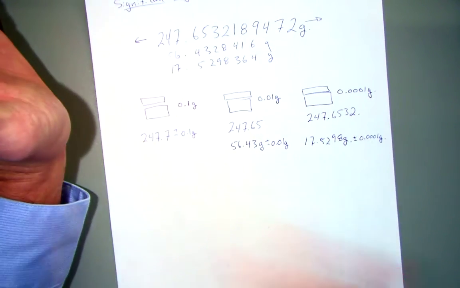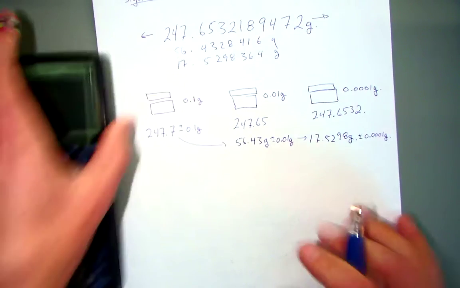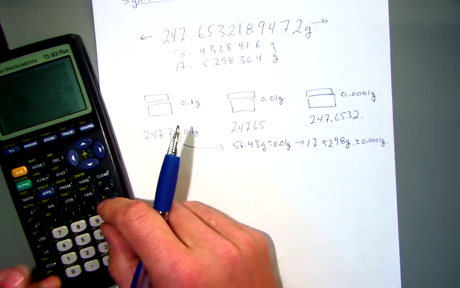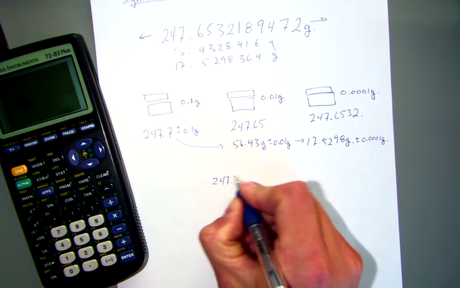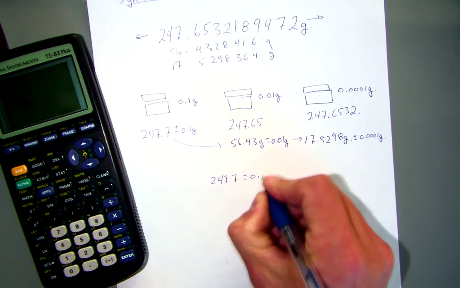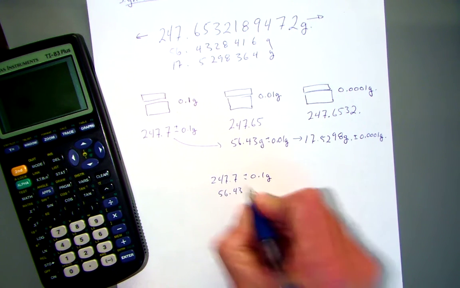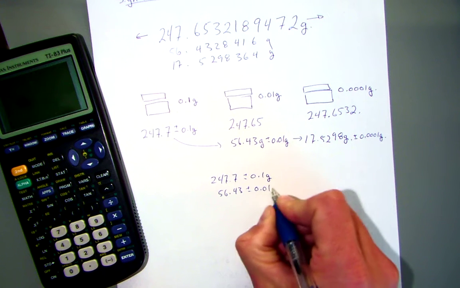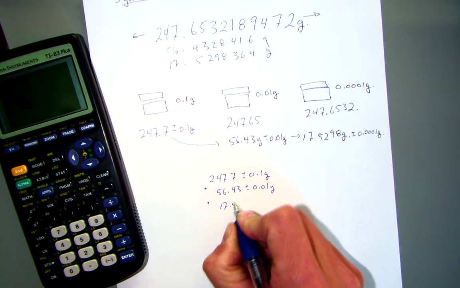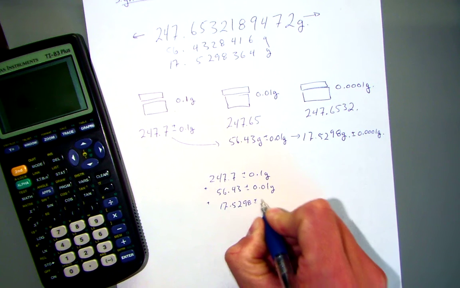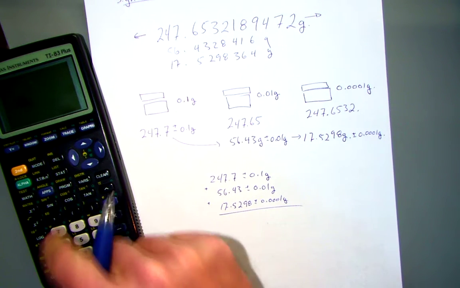Okay, so if we were to say, what is the sum of these values? There's a sum I would get if I added all of these up, but I don't know those, right? I can only know the values that I'm given. So 247.7 plus or minus 0.1, 56.43 plus or minus 0.01 grams. We're going to add those up, and we're going to add to that 17.5298 plus or minus 0.0001 grams. So if I add those all up, let's type them into the calculator.